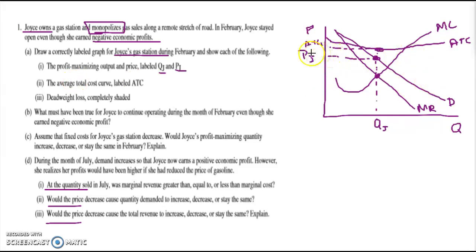And now I'm showing a loss. My costs are this big old rectangle right here, ATC1 times QJ. My revenue is PJ times QJ. It's a smaller square. So this box right here is a loss.